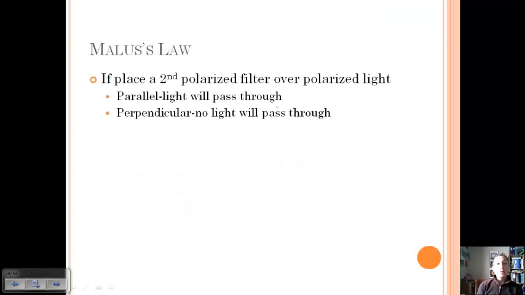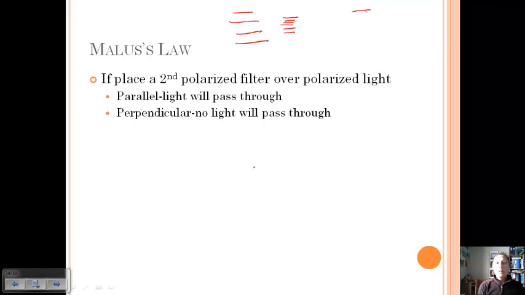Okay, we can use more than one polarizing filter, and this is Malus's law. If we place a second polarized filter over a polarized light, one that has already been through one polarized filter, if the two filters are parallel, then the light is going to pass through. So maybe you've got one allowing certain wavelengths, and then a second polarizing filter, still parallel but different in some ways, so it's still going to allow some of that light to pass through.